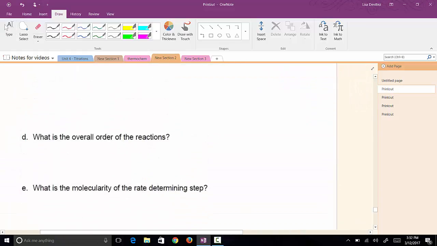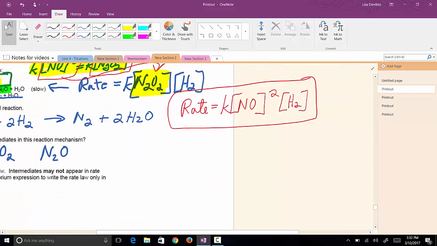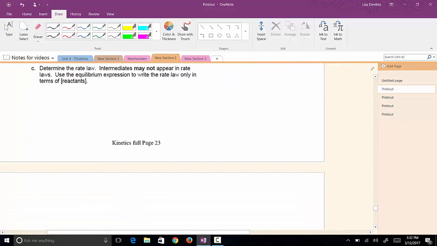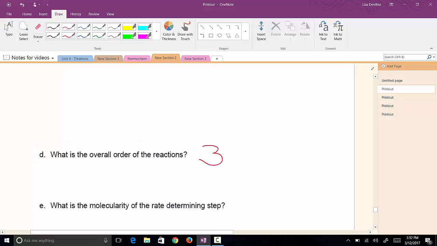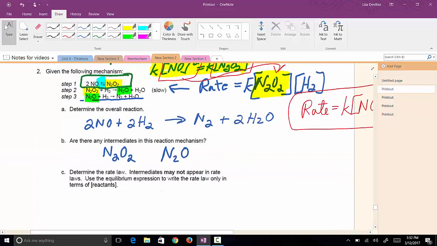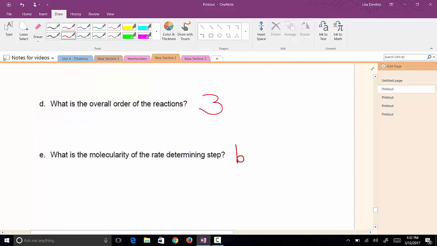So then what is the overall order of the reaction? Well, 2 plus 1, so my overall order is 3. It says, what is the molecularity of the rate determining step? The rate determining step has two reactants in it, so it is bimolecular.